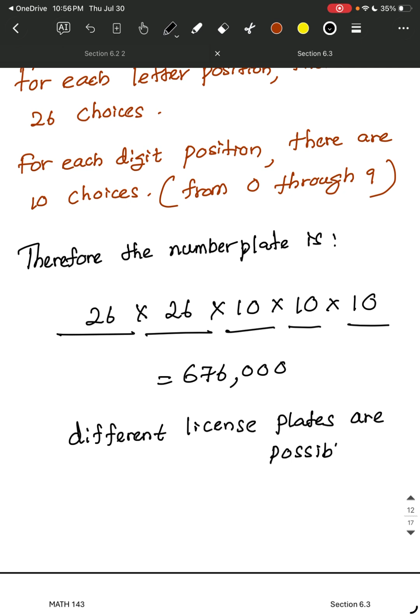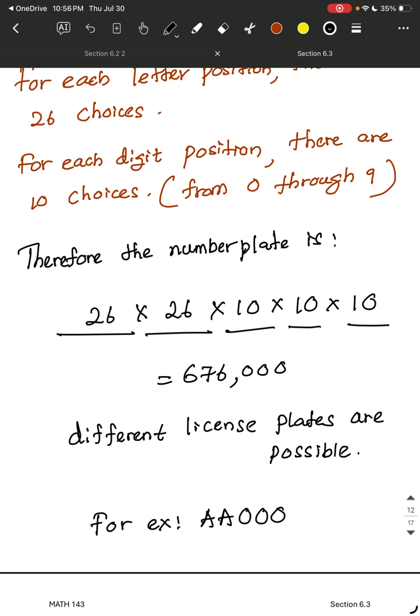So, this answer assumes repetition is allowed. That means the same letter or digit can appear more than once. For example, AA000 would be allowed. If repetition were not allowed, the number of choices would change after each selection. Right? Okay.